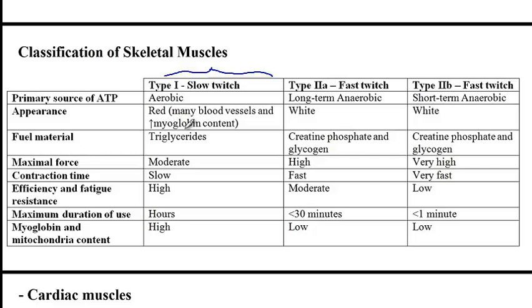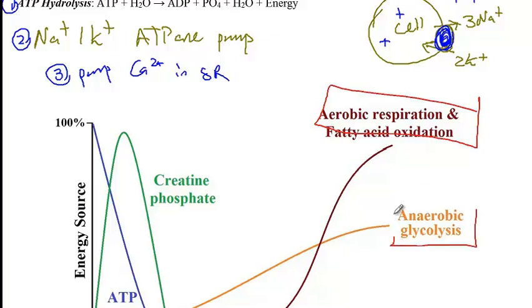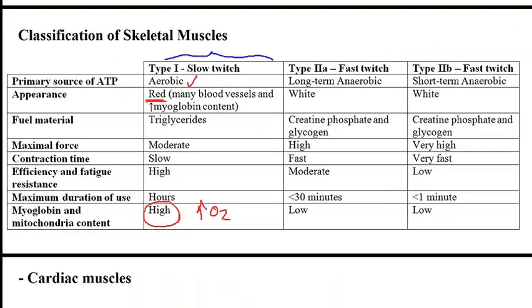So because of high myoglobin content and many blood vessels, the type 1 or slow twitch muscles have a red color. All right, and these muscles have a lot of mitochondria as well as myoglobin content to have high oxygen content in order to initiate aerobic respiration. So in other words, slow twitch muscle fibers are mainly using aerobic respiration versus fast twitch that uses anaerobic glycolysis for energy production.